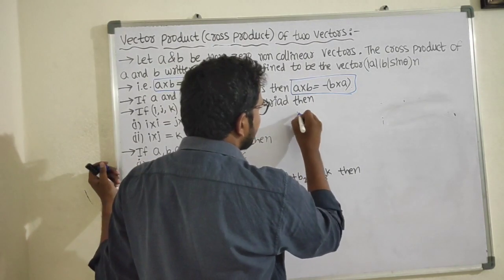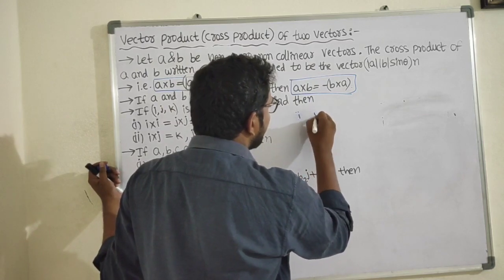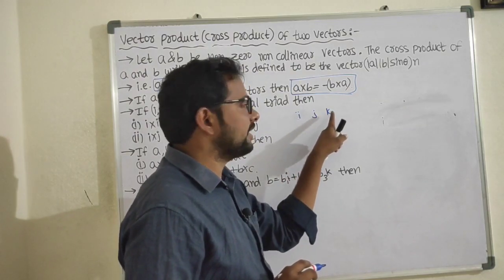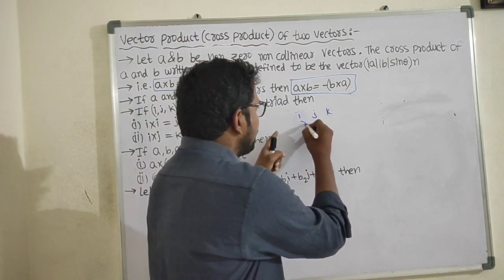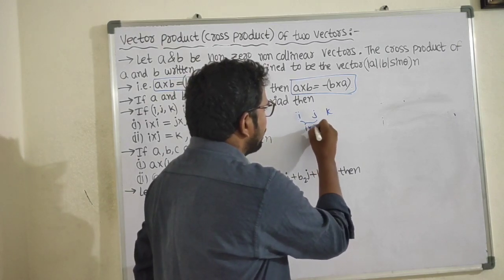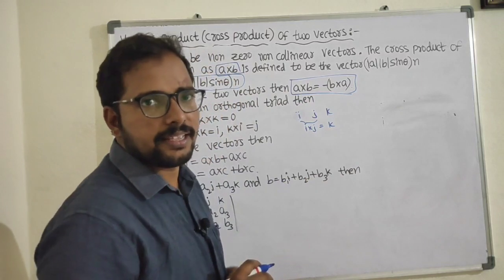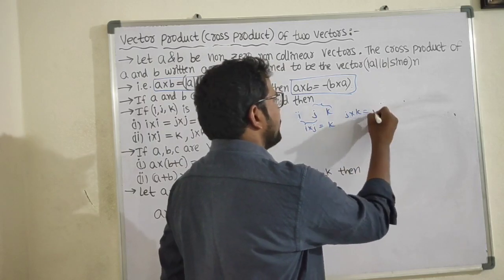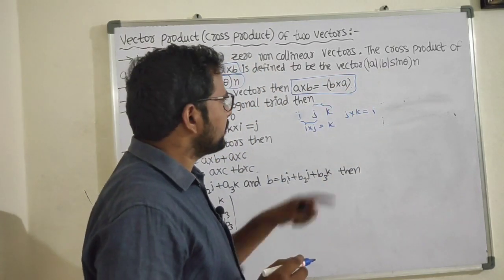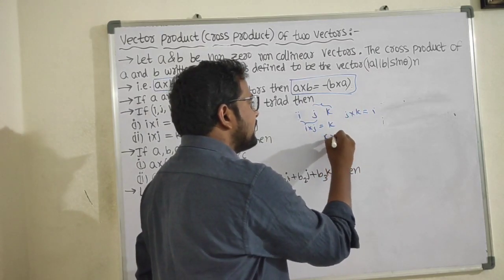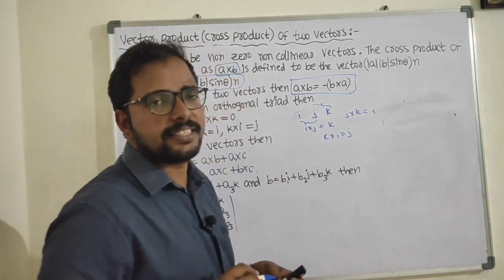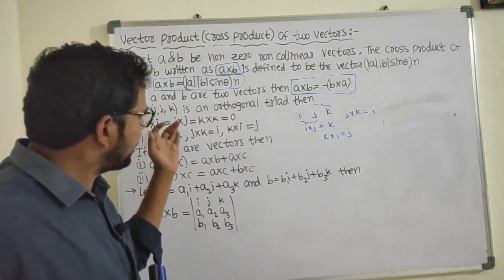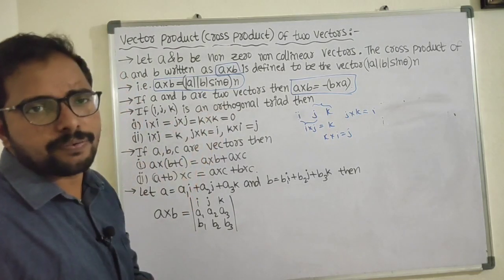Suppose i, j, k are unit vectors. Take the first two: i cross j is equal to the remaining one, k. Next take the next pair: j cross k is equal to i. Next, k cross i, the first and last, is equal to j. Same vector cross product gives 0: i cross i is equal to j cross j, which is 0, and k cross k is also 0.